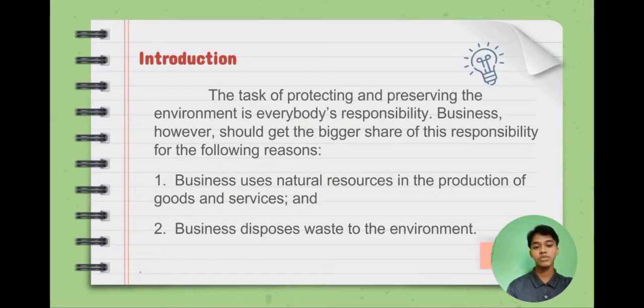It is everybody's responsibility to protect and preserve the environment. However, business should get a bigger share of this responsibility mainly because, number one, business uses natural resources in the production of goods and services. And second, business disposes waste to the environment.